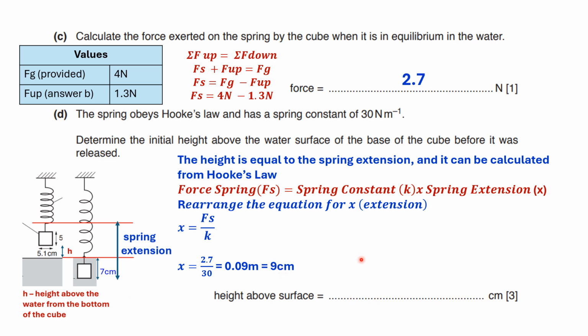Now we are going to calculate the difference, which is the final minus the initial. Here we have the final, which is 9 centimeters, minus 7 centimeters that we have in the water. That gives us the extension of 2 centimeters. So the height above the surface is exactly 2 centimeters.